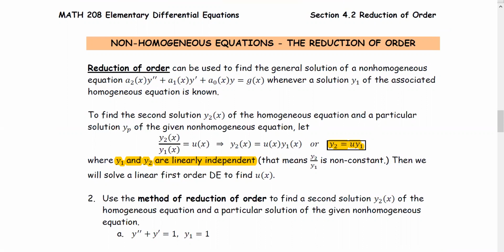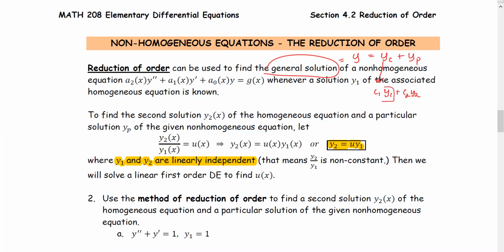Non-homogeneous equations, the reduction of order. Reduction of order can be used to find the general solution of a non-homogeneous equation whenever a solution y1 of the associated homogeneous equation is known. So we are going to use the reduction of order to find y as the sum of yc and yp, where yc is the linear combination of the solutions y1 and y2 of the associated homogeneous equation.